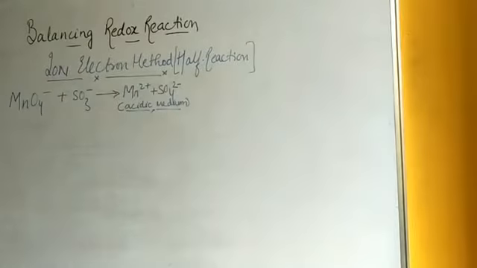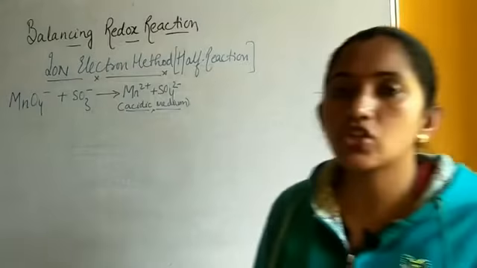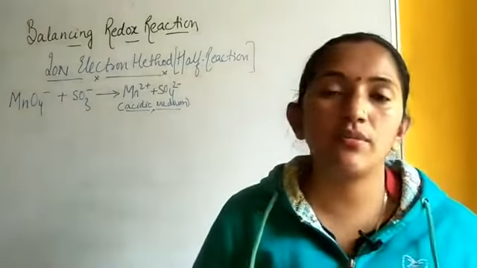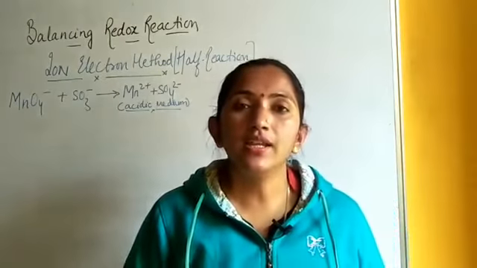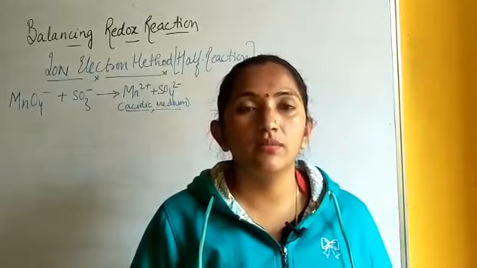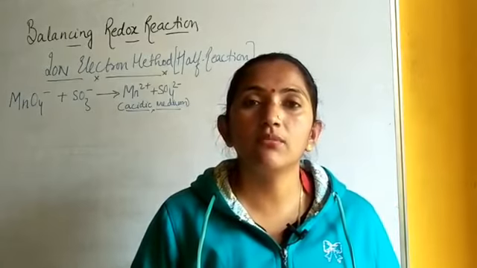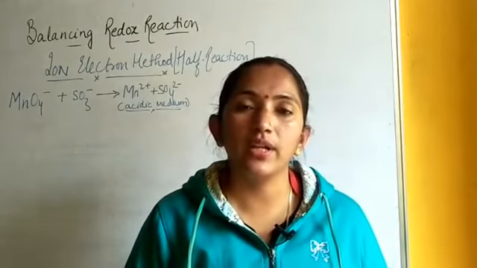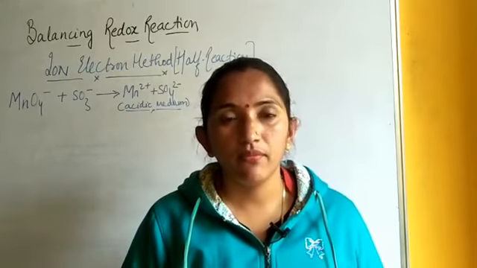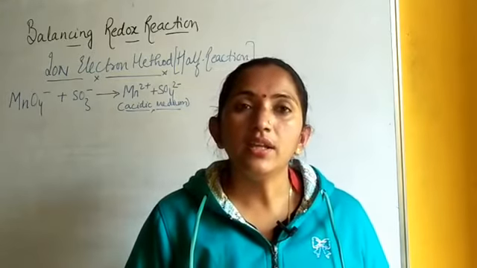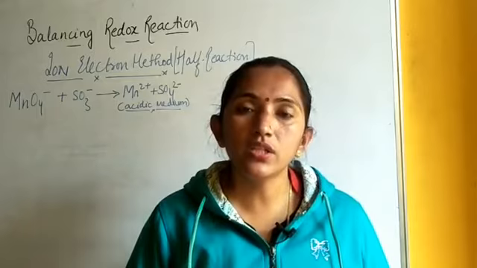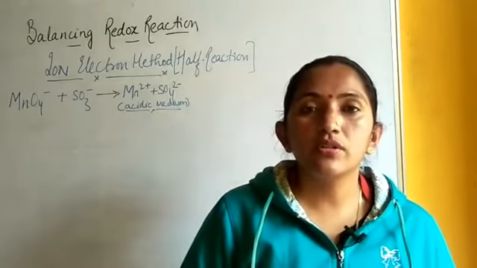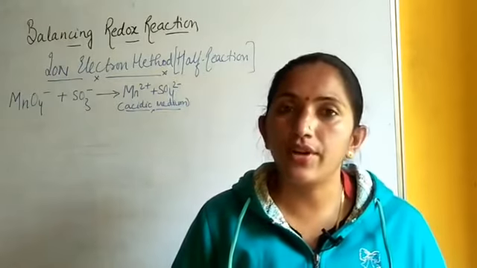Now next we are going to discuss the balancing of the redox reaction through the ion electron method. Students, the ion electron method is also like the oxidation number method. We have to first calculate the oxidation number, right? And then we have to identify which of the species is undergoing oxidation and reduction.